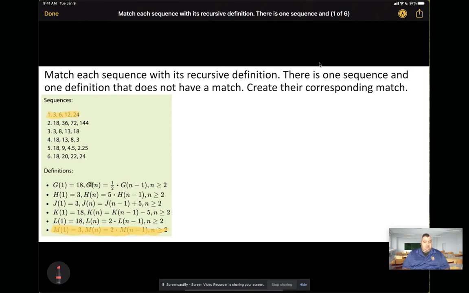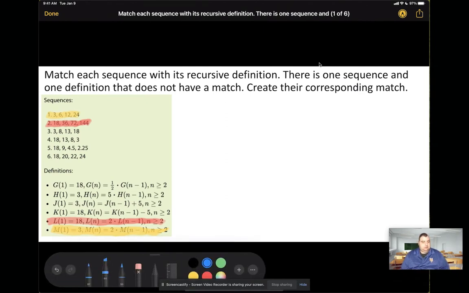So let's look for ones that start at 18. G starts at 18, but that one we're multiplying by half, so that's not going to work. K starts at 18, but we're subtracting 5 here, so that's not going to work. L starts at 18, and what do you know? We're multiplying by 2. So number 2 is going to match with L.